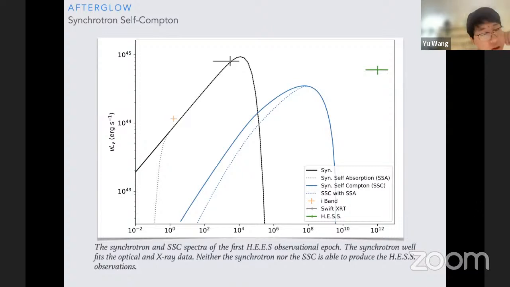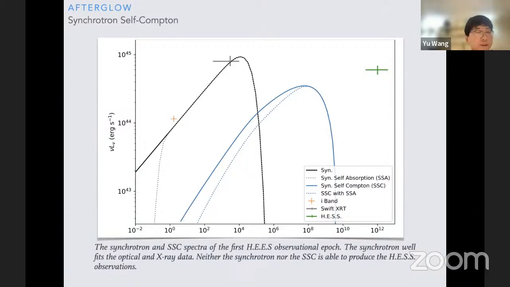But because of the similar power law behavior of this very high energy emission and the X-ray light curve, this suggests that the very high energy emission could be related to some transient activity of the new neutron star. But at this moment, we have not explored this possibility in detail.